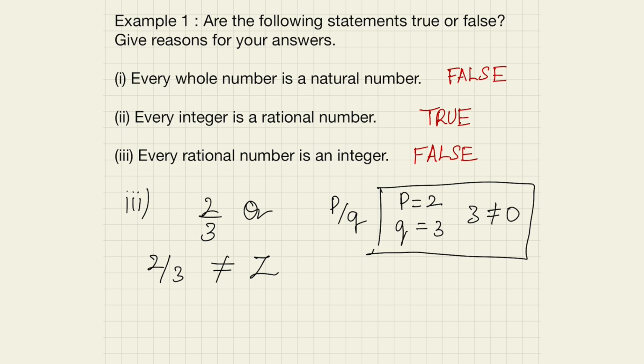And every integer is a rational number because every single integer possible can be represented in the form of p by q, and q not equal to 0, and p and q are integers. So hence it is true. And also every rational number is an integer is false, because any fractional number is clearly not an integer. So that is false.